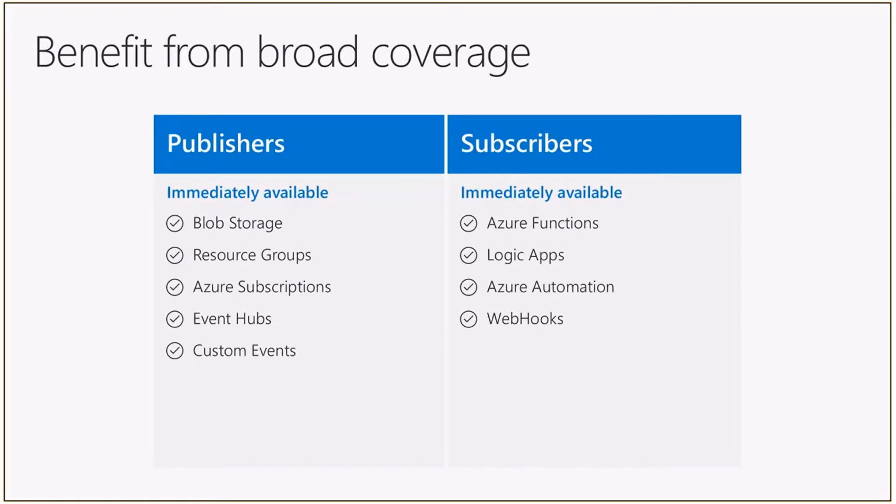Current subscribers, functions, logic apps, and automation all have built-in webhook handling capabilities, so you get them right out of the box. Functions and logic apps have actually gone in and built custom bindings for Event Grid. So those are some of the things that are immediately available.